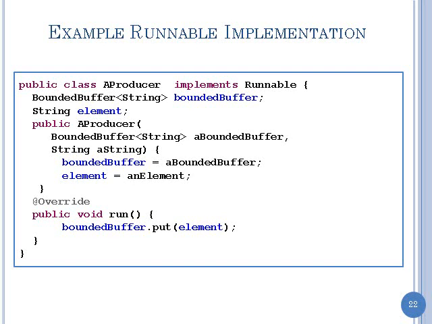So here's an example implementation. It's a producer that implements Runnable, and it has a constructor that takes the bounded buffer as an argument, and a string argument. It assigns the constructor parameters to instance variables. And when you call run, it refers to the instance variables to make the method call.